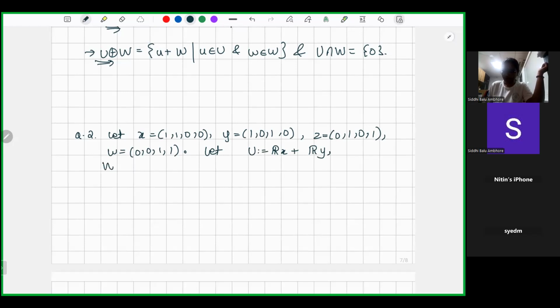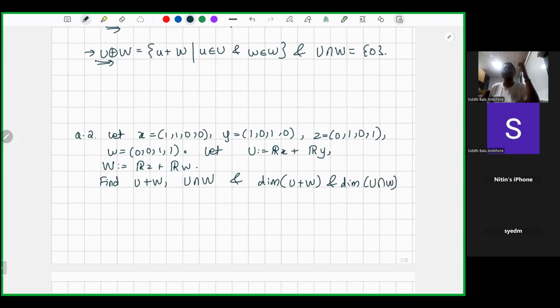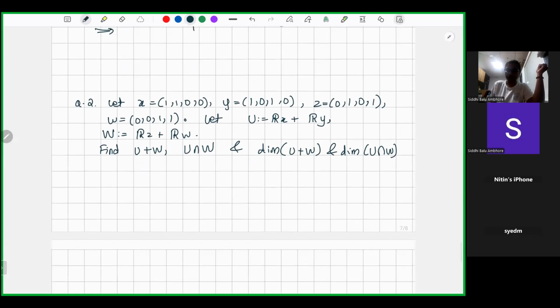using the vectors x, y, z, w, and W is Rz plus Rw, and we have to find U plus W, U intersection W, the dimension of U plus W, and the dimension of U intersection W. So note that here, when we want to calculate the dimension of U plus W and U intersection W, it is enough to calculate the dimension of one of them because we have the dimension equality.